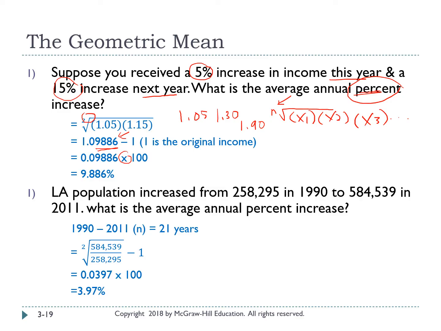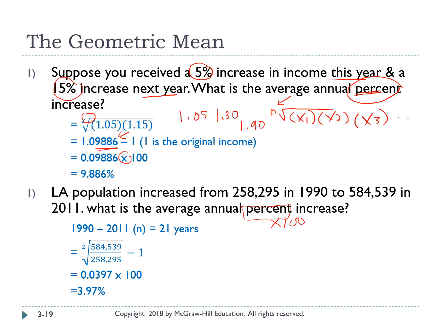So let's look at the second example of geometric mean using the second formula. Okay, so Los Angeles population increased from 258,000 plus in 1990 to 500 something in 2011. So the question is, what is the average annual percent increase? When we talk about percent, remember what you should do? At the end of your answer, you have to multiply with 100 because you are talking about percent. If the question doesn't ask about percentage, you don't have to multiply with 100.